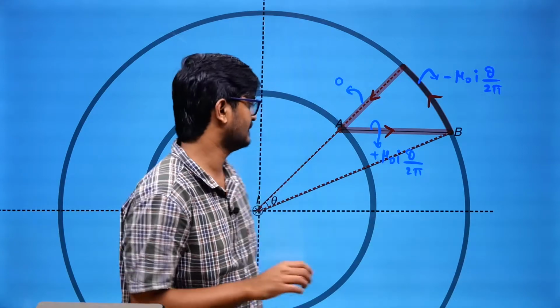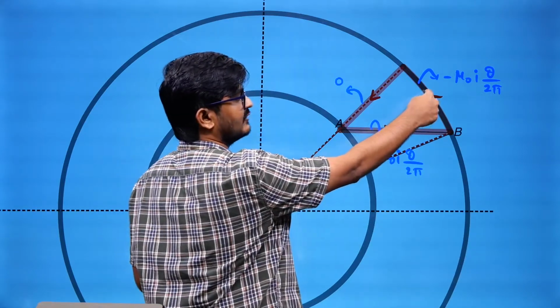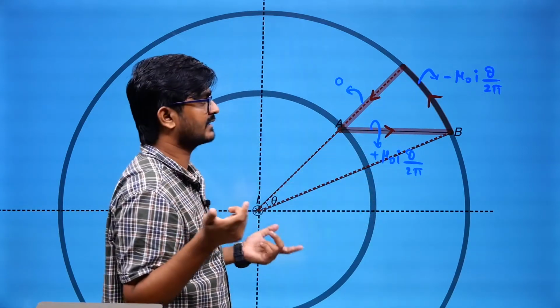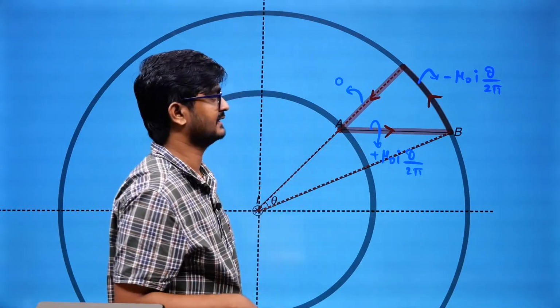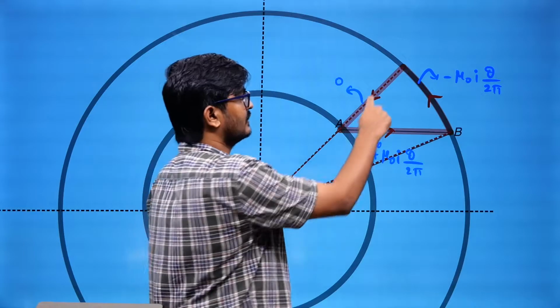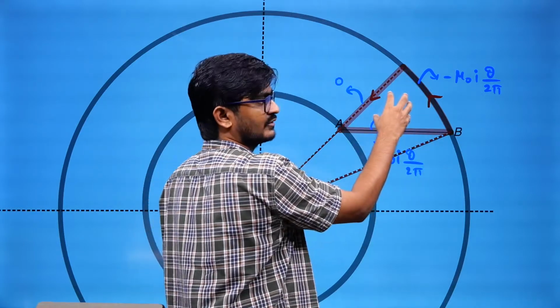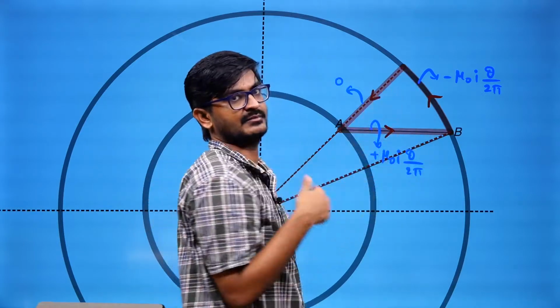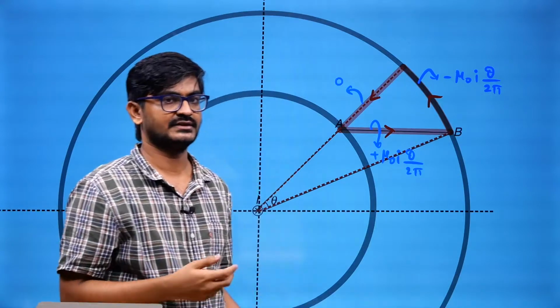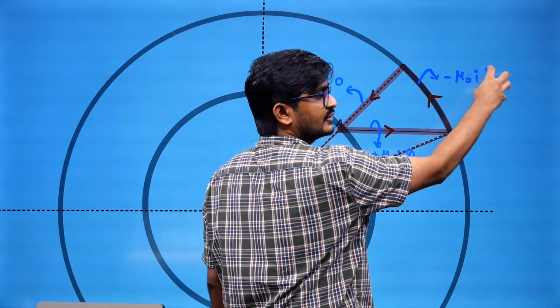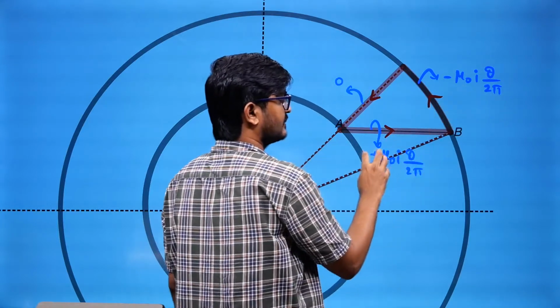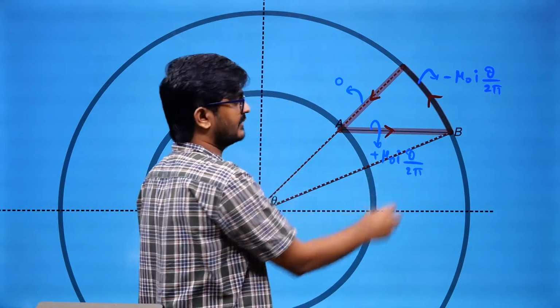That you can calculate easily, because you know the magnetic field here will be mu naught I by 2 pi r, and this length is going to be r times theta. But I know for this loop there is no current enclosed, so the net integral of B bar dot dl bar must be equal to mu naught times the current enclosed, which is 0. So this is already 0. This is minus mu naught I theta by 2 pi, so this has to be plus mu naught I theta by 2 pi.